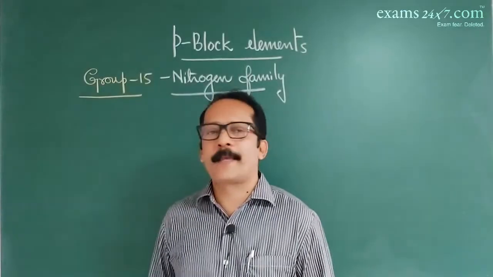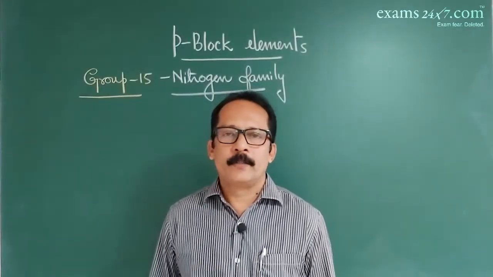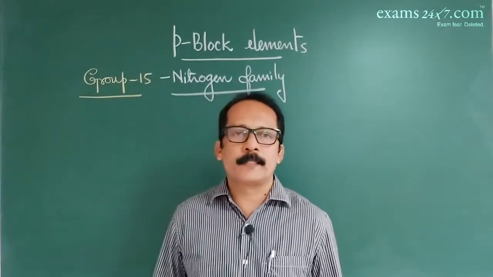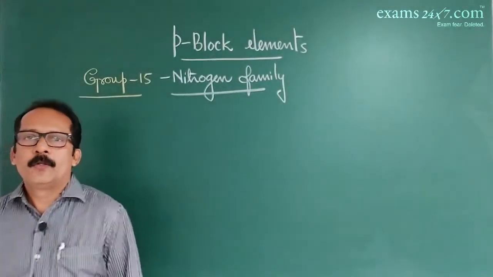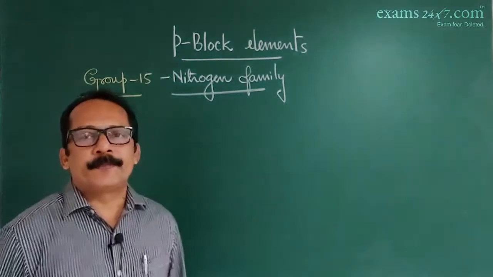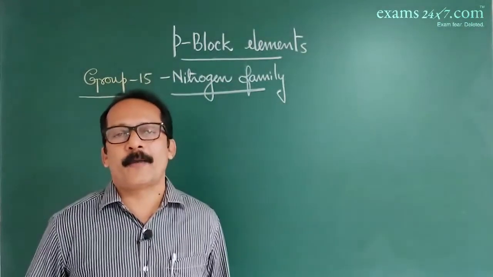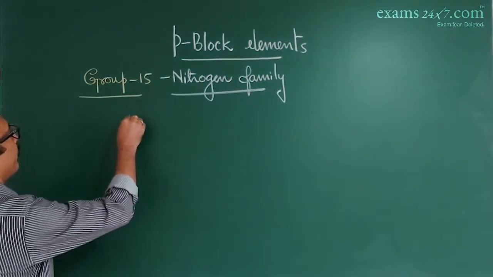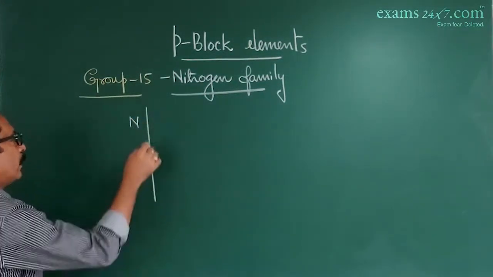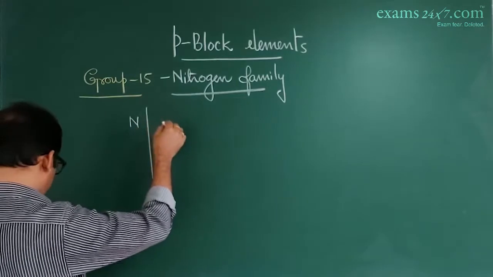Students, today's topic is P block elements. Group number 15, group number 16, group number 17 and group number 18. Now, first about group number 15, it's called the nitrogen family. The elements belonging to group number 15: nitrogen, atomic number 7.